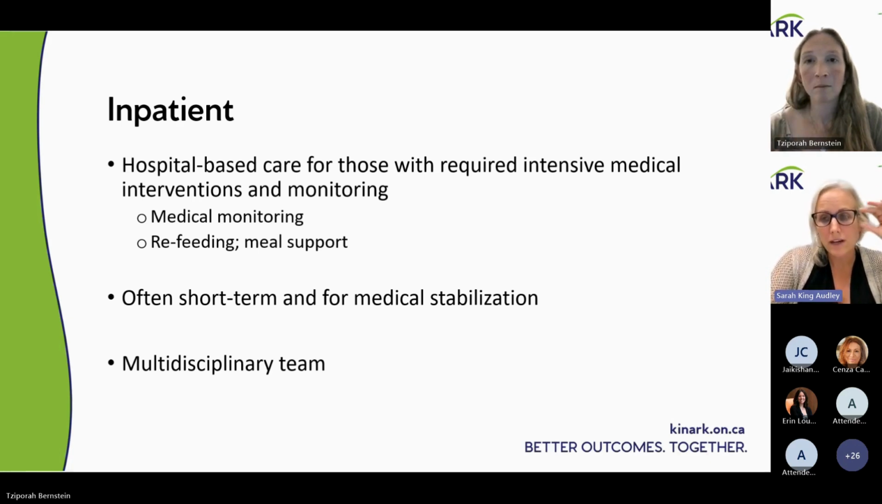Length of treatment will vary with the individual and with the treatment program. There would be ongoing medical monitoring within the hospital, meal support and refeeding within the hospital. So the individual would have all of their meals supervised, sometimes mostly in a group setting within the hospital. And again, a multidisciplinary team would be involved.